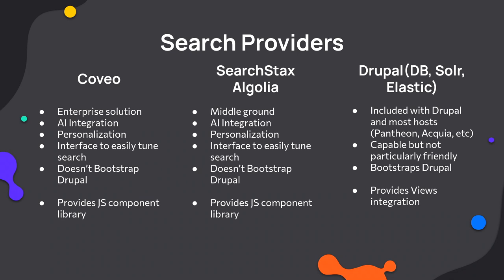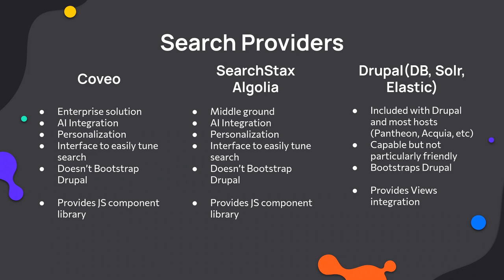So Coveo is probably one of the more expensive options on the market. It's definitely an enterprise solution, and they offer things that Drupal doesn't have right now. Like AI is hot and new, so all the search providers are adding AI integration into their offerings. They can also do things like personalization, and they provide an interface that's really easy to tune the search and understand what's going on, which you can definitely do with Search API, but it's definitely more of a dark art than here's kind of what's going on, here's how you change it, and here's how you boost things.